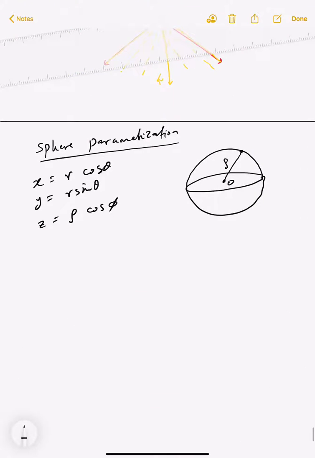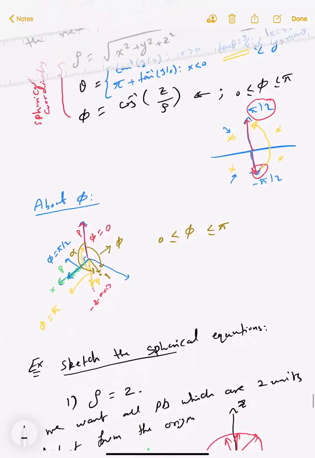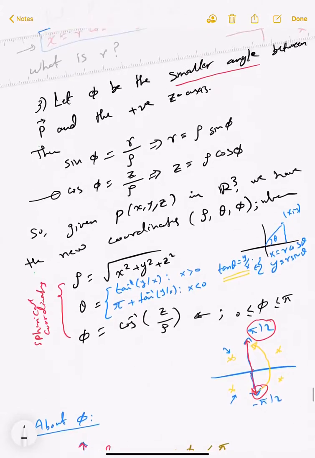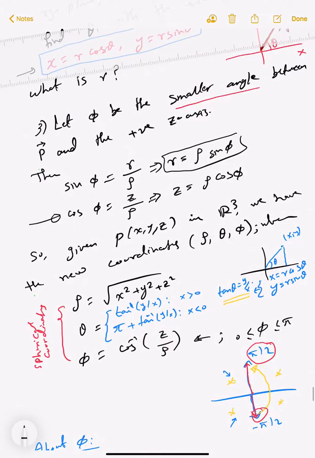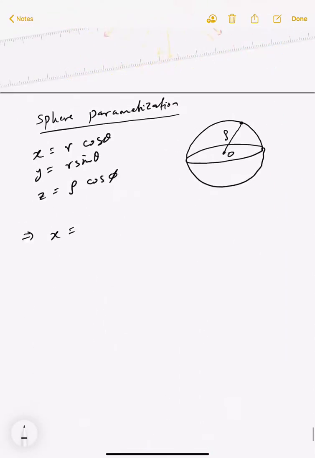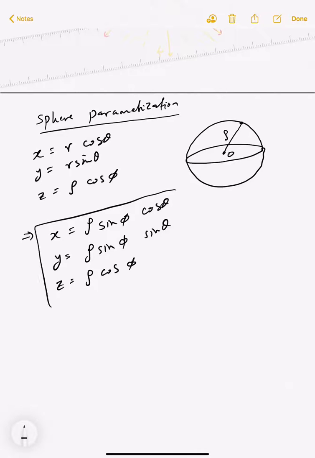But because we don't need the r, we need to write the r in terms of the new coordinates. Remember, we found that r is rho sine phi. So now we replace r with rho sine phi, and you keep cosine theta. Y is r, again you replace the r with rho sine phi, you keep sine theta, and z is rho cosine phi. So any point in R3 must have these three coordinates in spherical coordinates.